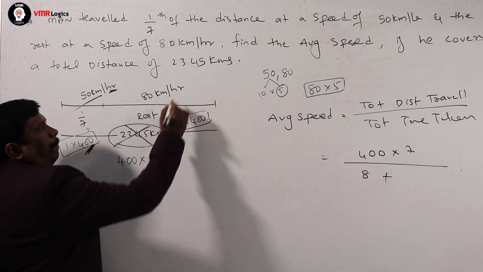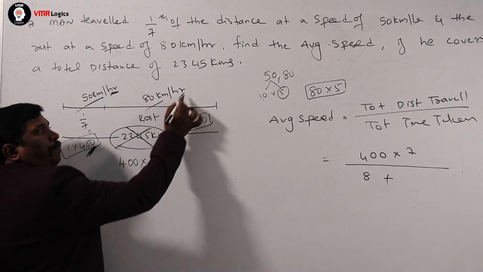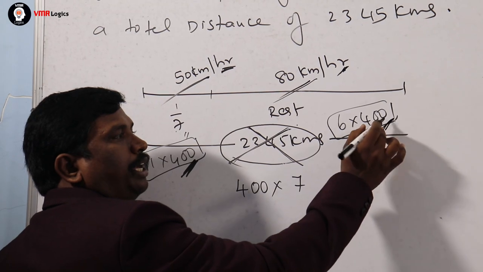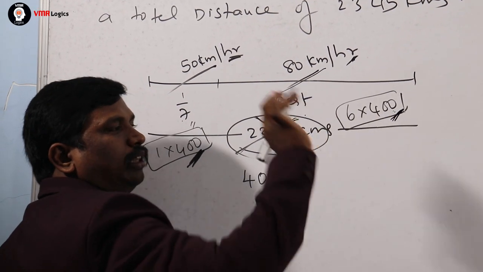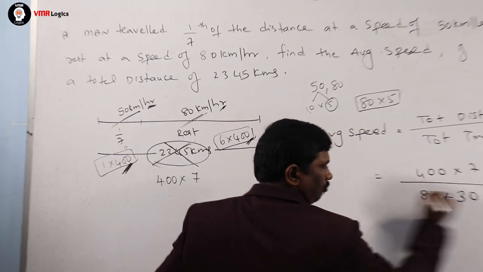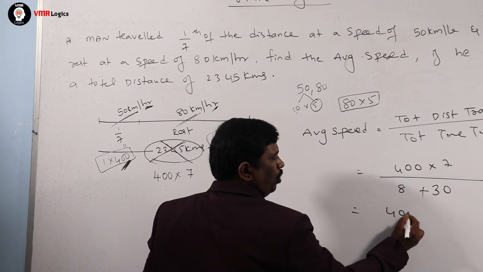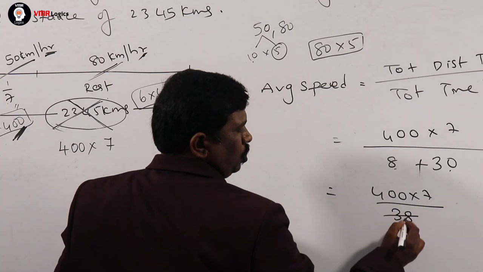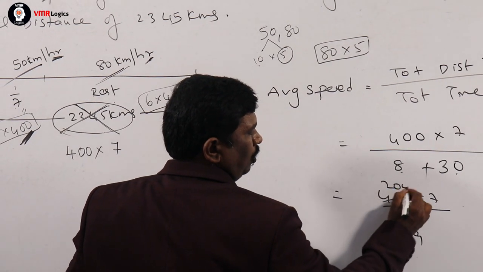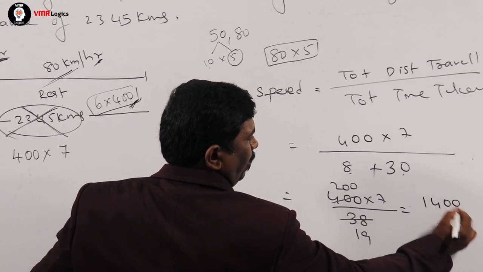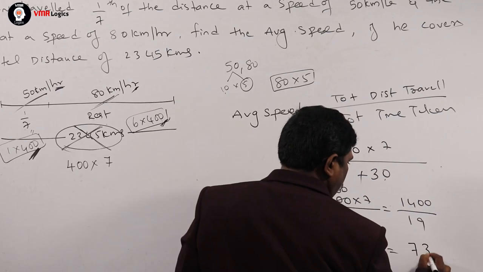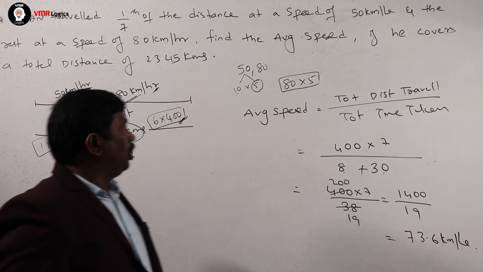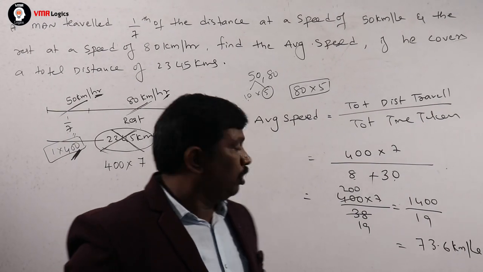Next, per hour I am traveling 80 kilometers. To travel 400 kilometers, I need 5 hours. 5 into 6 is 30 hours. So 400 into 7 by 38. 2 table 19 and 200. 1400 by 90 is the answer. This is the average speed.